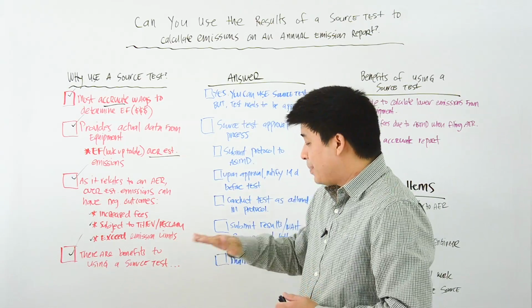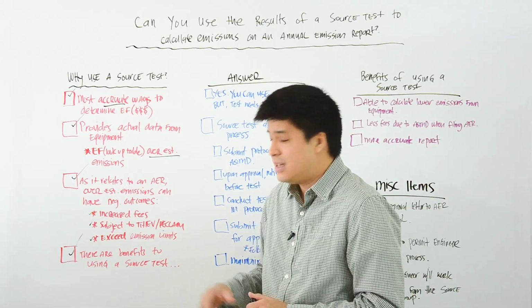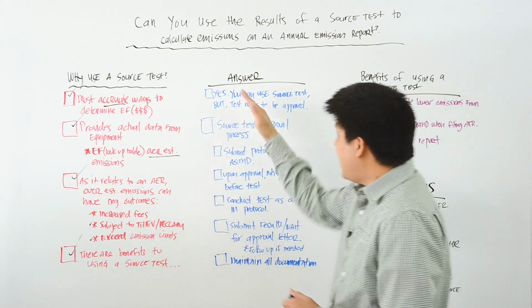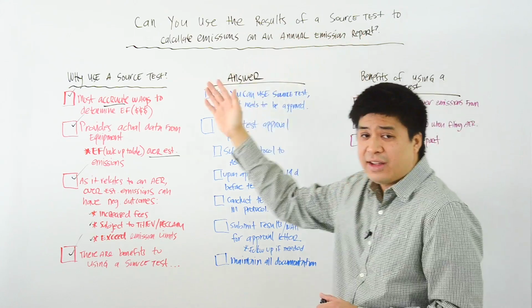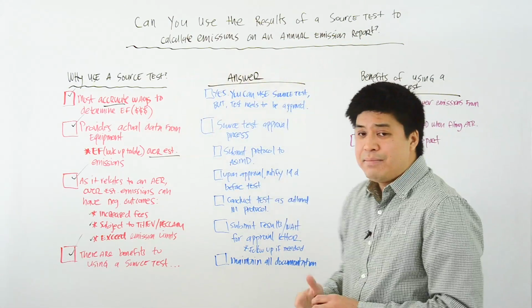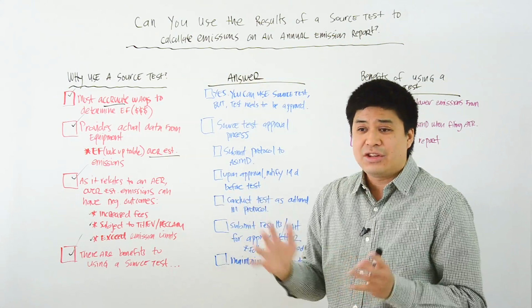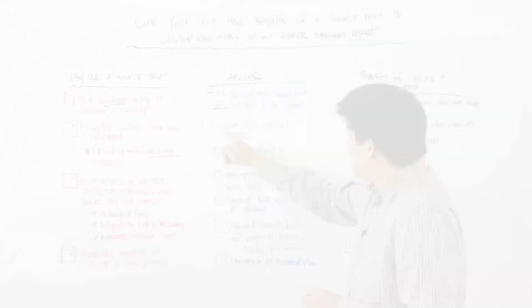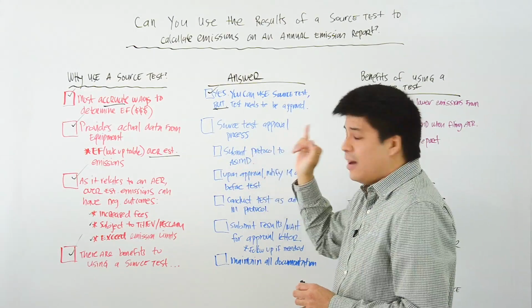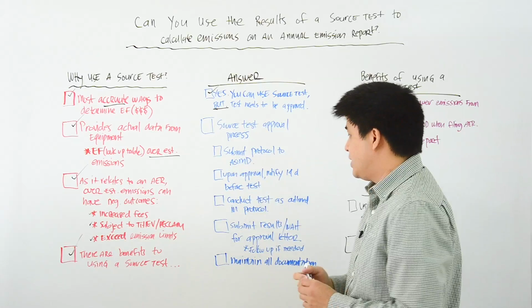We'll talk about some of those benefits at the end. They're actually over here. But yes, there are benefits to using a source test, which sort of leads up to the answer to this question: can you use the results of a source test to calculate emissions on your annual emission report? The short answer is yes, you can use the results of a source test on your annual emission report, but the source test needs to be approved before use.